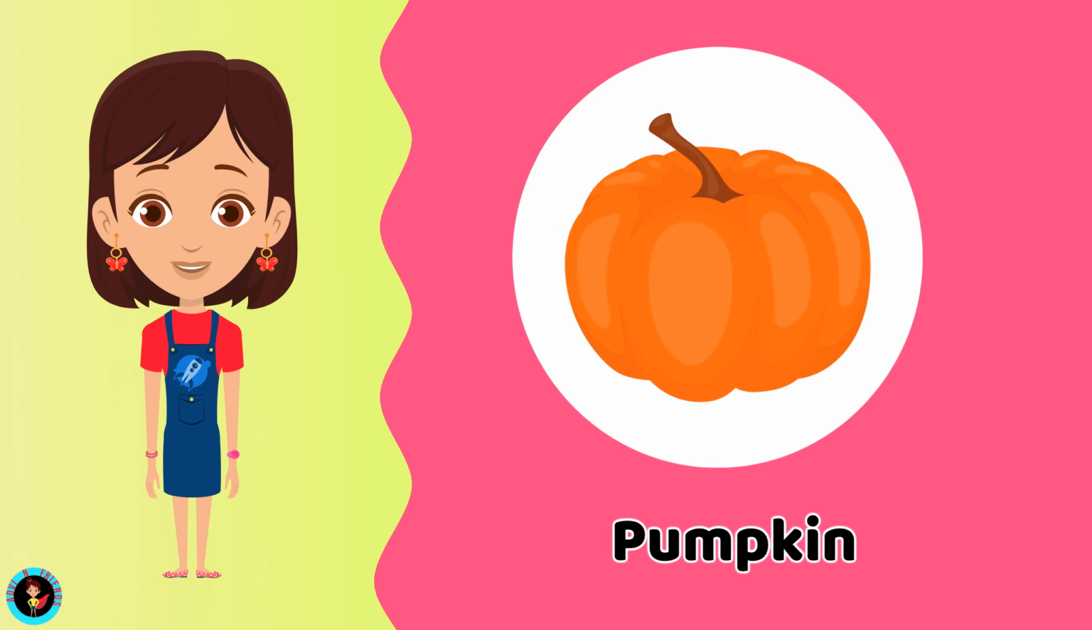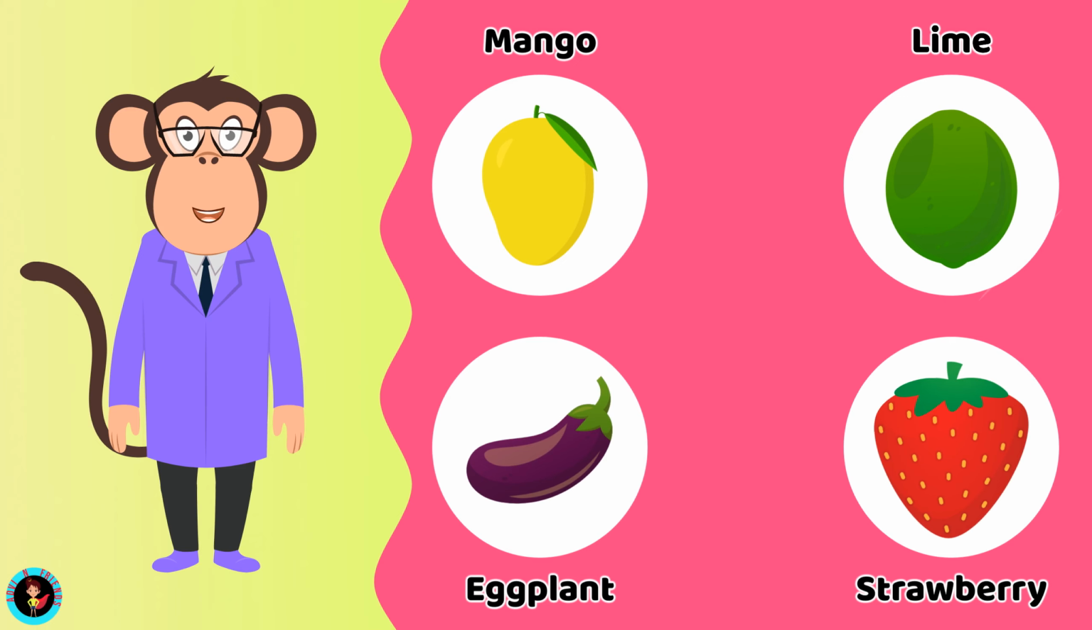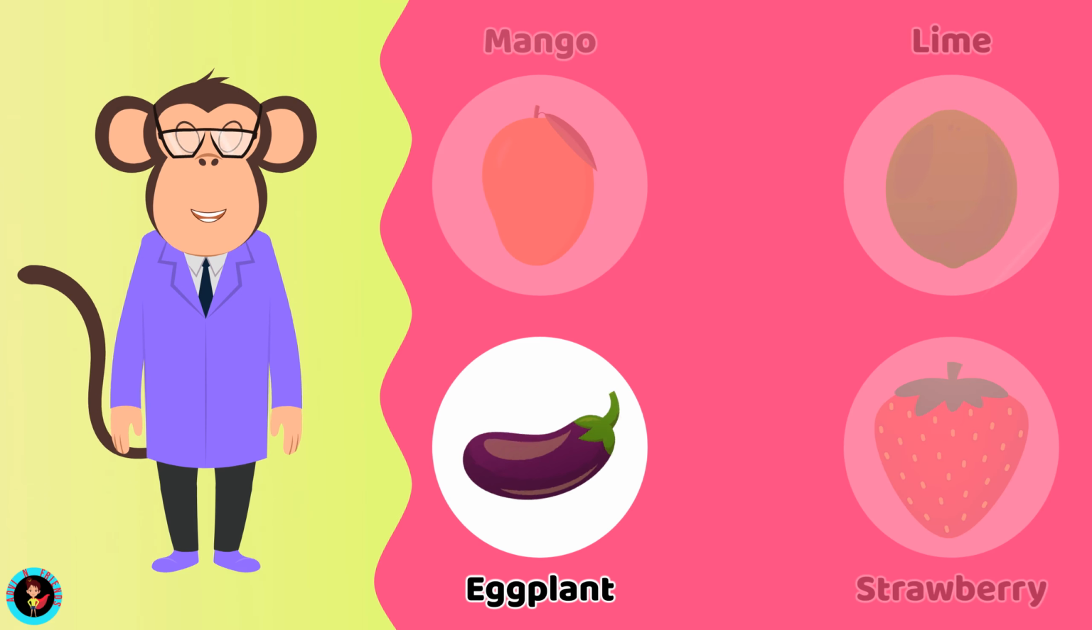Pumpkin is a vegetable. Which among these is a vegetable? Mango, lime, eggplant, strawberry. The right answer is eggplant.